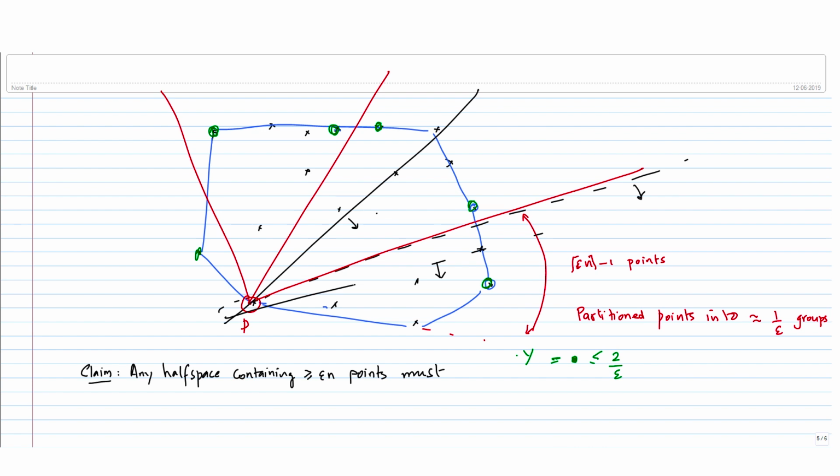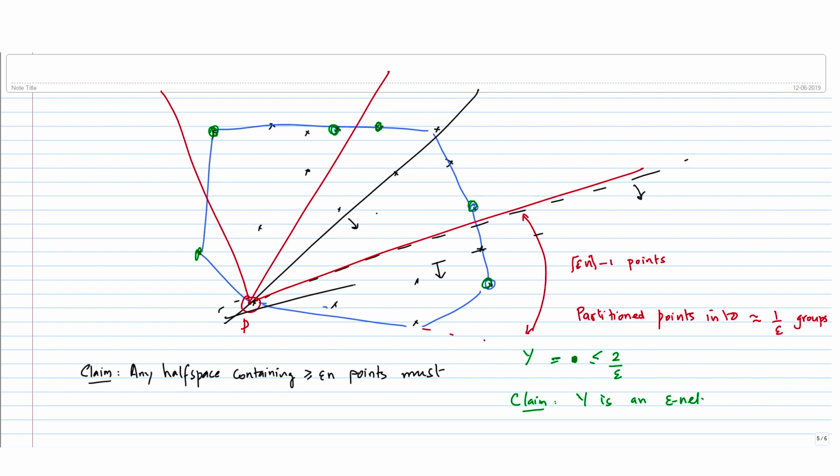Okay, let's do this again. So you picked a point and you sort of radially sorted the points so that every partition has less than epsilon n points. A half space is large if it contains at least epsilon n points. So every half space must contain points from two partitions, right? So I claim that if it contains points from two partitions, it must intersect the convex hull of that partition, of the points in that partition.